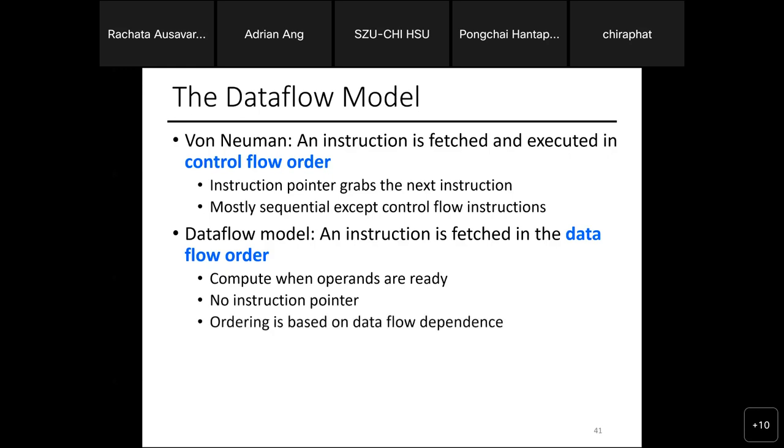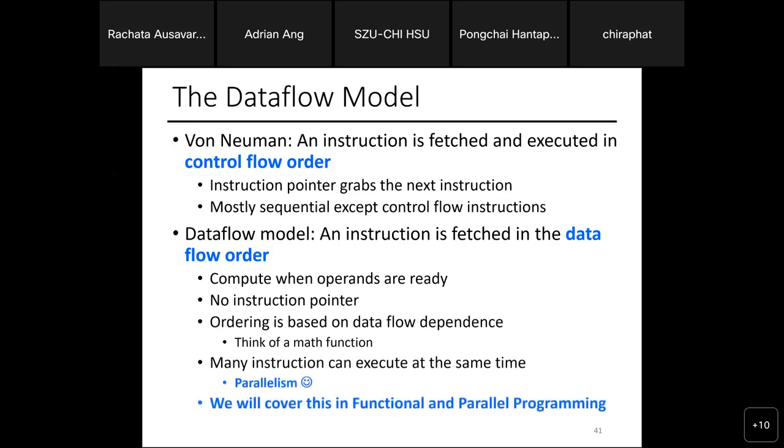So the ordering is based on what we call data flow dependence. Do I have the input? If I have the input, I do it right away. All right, think of a math function. If a math function has all the input, there's no need for me to wait. I just run my math function right away. This also allows many instructions to execute at the same time, which gives you parallelism.